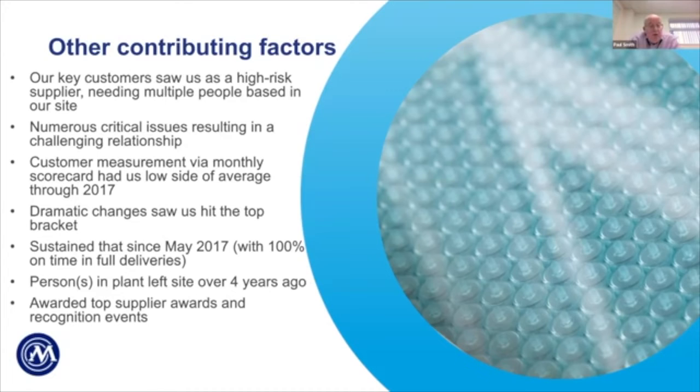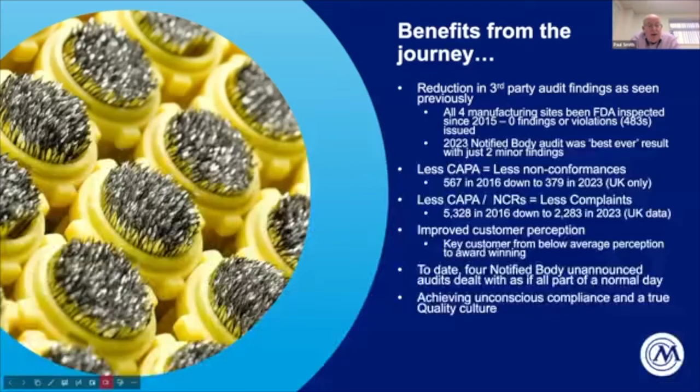So what else? The change of culture and the change that focus on cost of poor quality. So we've seen a reduction in third-party audit findings, not only across the board, but we've had 4 manufacturing sites inspected by the FDA since 2015, and all of those 4 inspections have finished with no 483s issued. So a really good history of FDA inspections. Our UK 2023 notified body audit was the best ever. So they found 2 very minor findings across nearly 17 days of audit time.